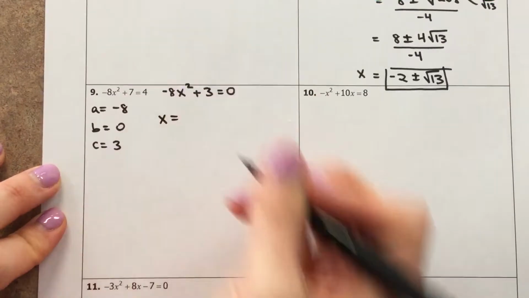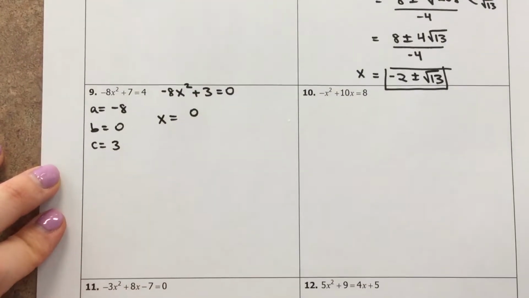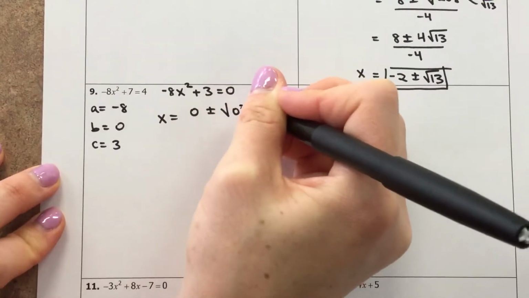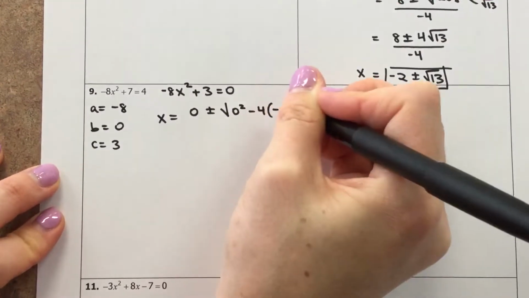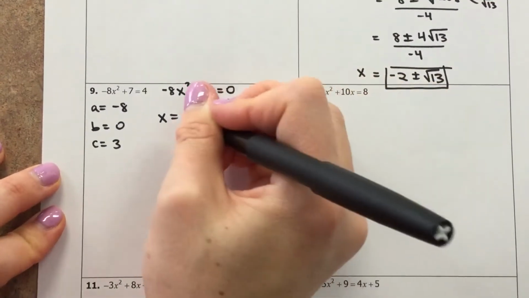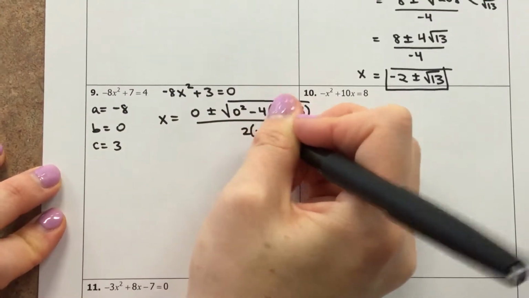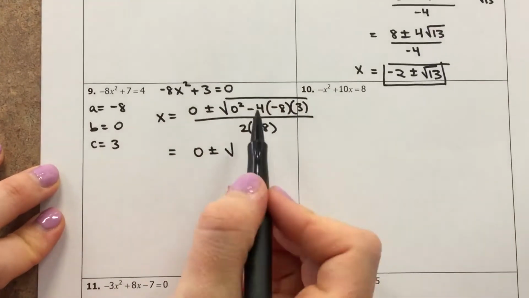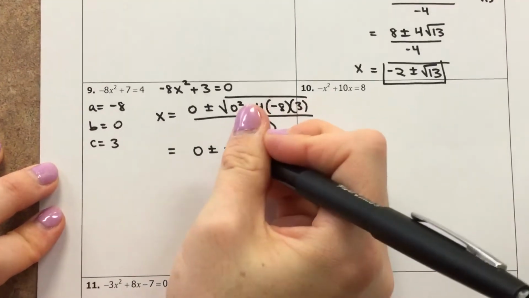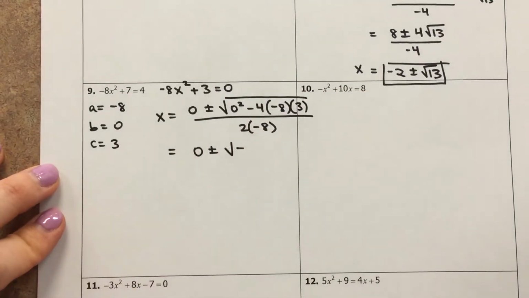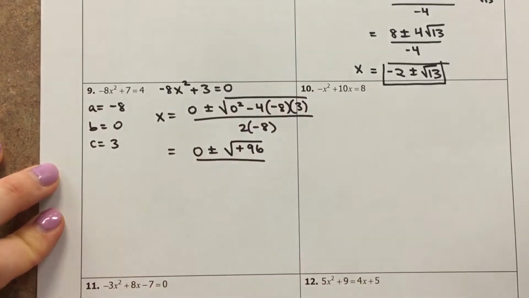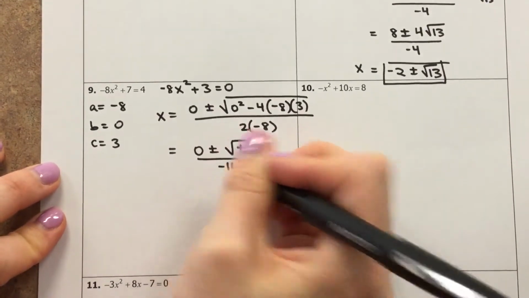So plug it into our formula. We get x equals negative b, which is still just 0. There's no such thing as a negative 0. Plus or minus square root of 0 squared minus 4 times a times c, all of that over 2a. So plug this all in. So I have 0 plus or minus square root of 0 minus, so minus 4 times negative 8, that is a negative 32, times 3, which gives us a negative 96. So it's minus a negative 96. So there's just a 96 under that square root. 2 times negative 8 is negative 16.